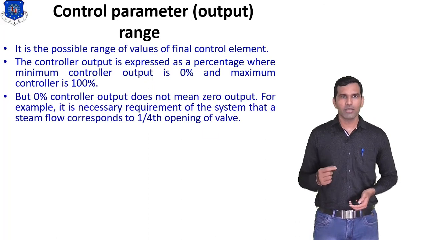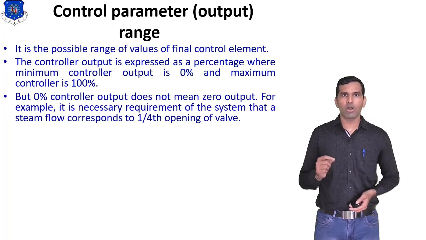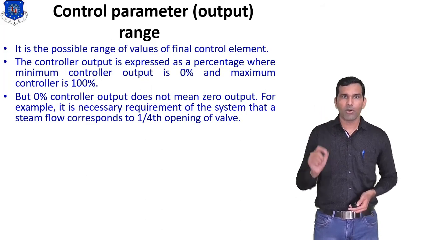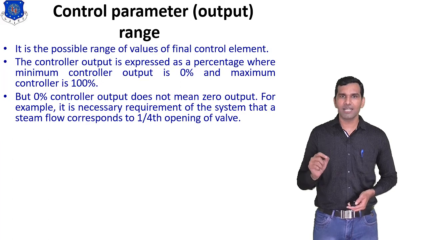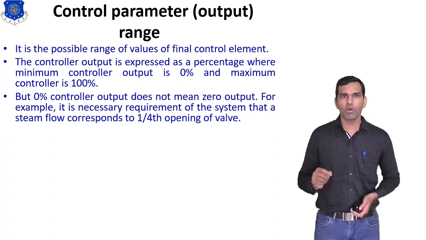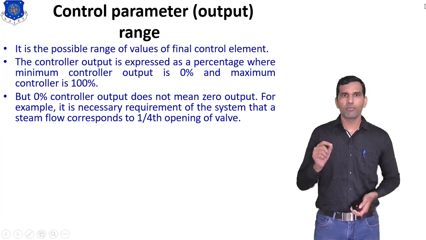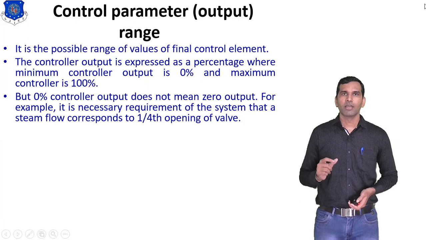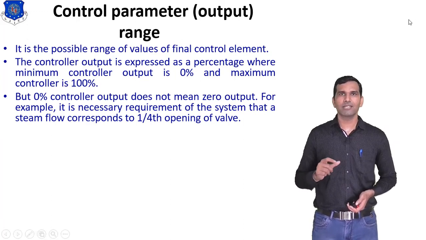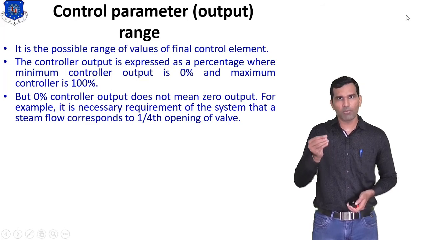But actually 0% controller output does not mean zero output. For example, it may be a requirement of the system that a steam flow corresponds to a one-part opening of the valve. That means if we say there is a 0% output, in practice it is not possible that the controller output is truly 0%. We give some amount of output.